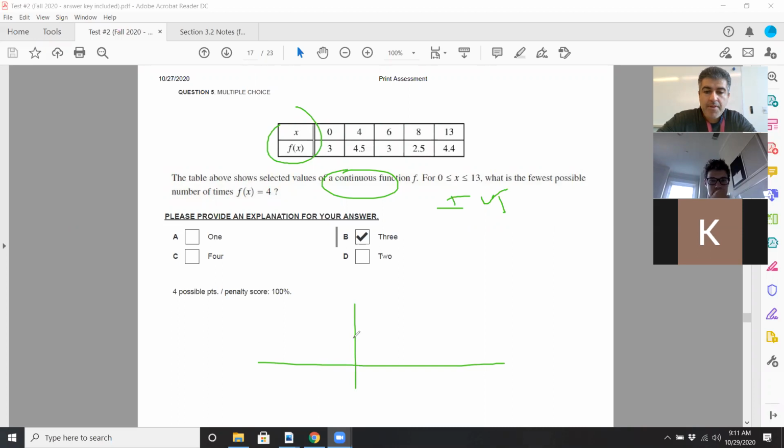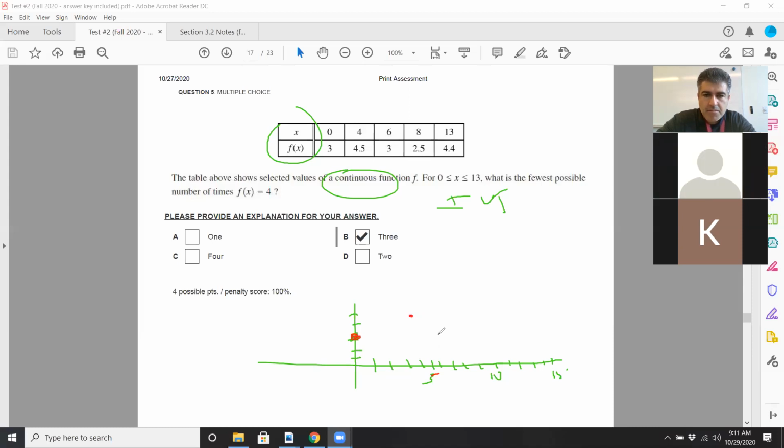So 0, 3. Then 1, 2, 3, 4, 5, 6, 7, 8, 9, 10, 11, 12, 13, 14, 15. So that's going to be 5, 6, 7, 8, 9, 10, 15. Okay, 4, 4.5. 6, 3. 8, 2.5. 13, 4.4.